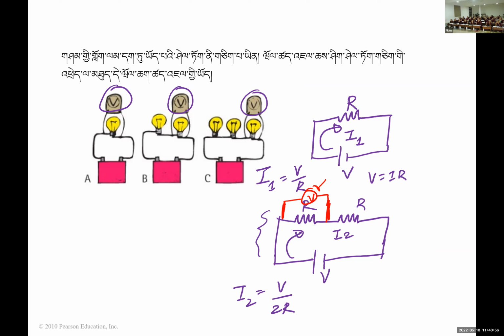We won't know the measure units. No, we will. So we know from Ohm's law that voltage is equal to IR. What is the current that is passing through this resistor?